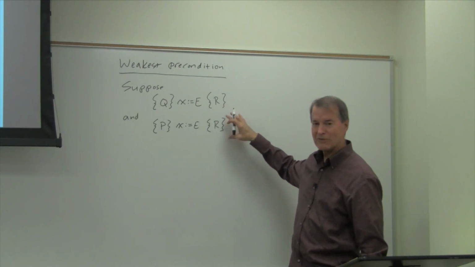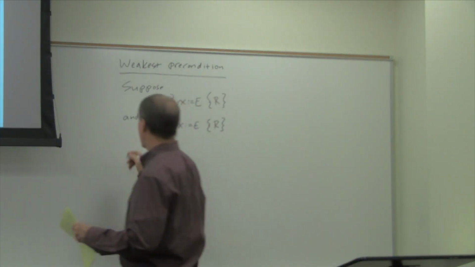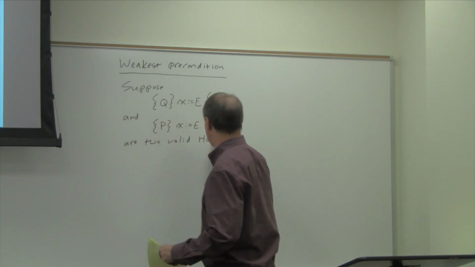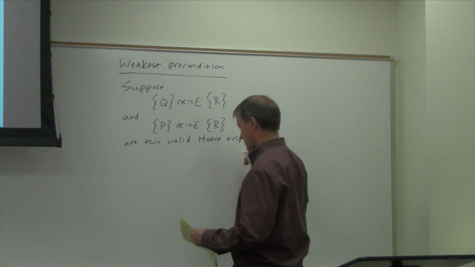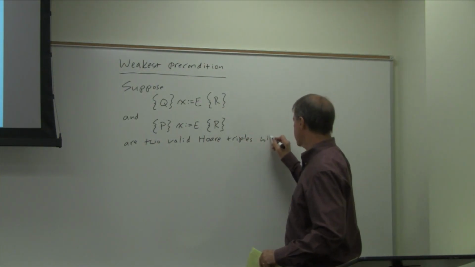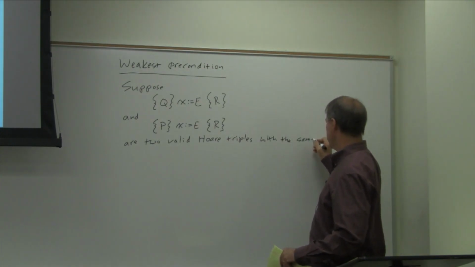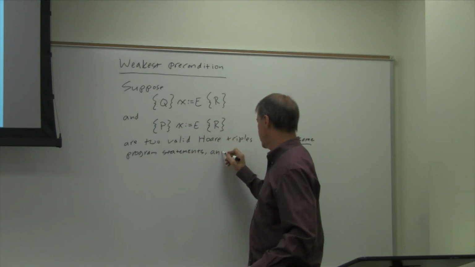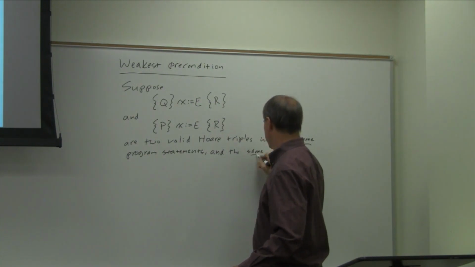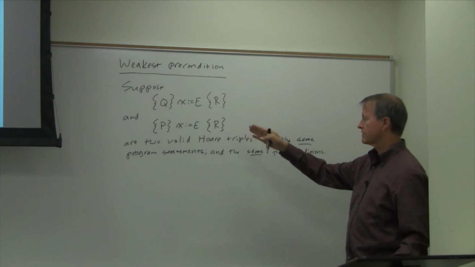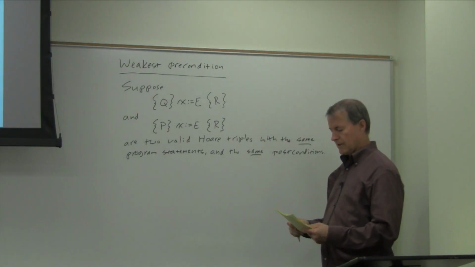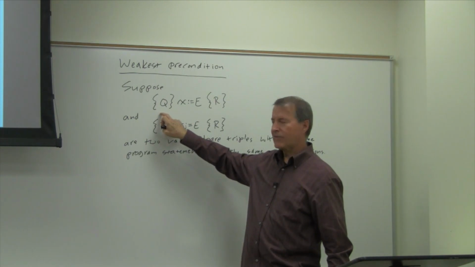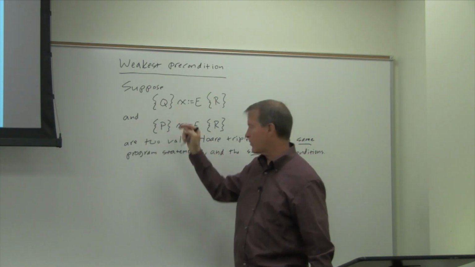I mean, you can envision that is in fact the case. So suppose this and this are two valid Hoare triples with the same program statements, and the same postconditions, as we noted. And so there they are: same statements, same postconditions, different preconditions. Now, this Q, right here, in the first one, this Q is called the weakest precondition if the following is true.